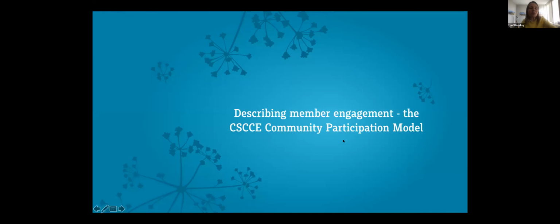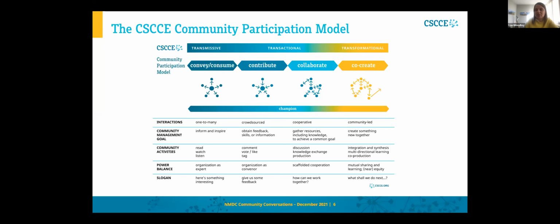Okay, so all that said, how do we describe what happens in our scientific communities? And how can we meaningfully compare whether the activities and the programming that we're providing is actually really helping us to achieve the goals that we actually have for the community when we launch it? So this is why we developed the CSCCE community participation model. This is a framework that describes member engagement within communities through 5 different modes of member engagement.